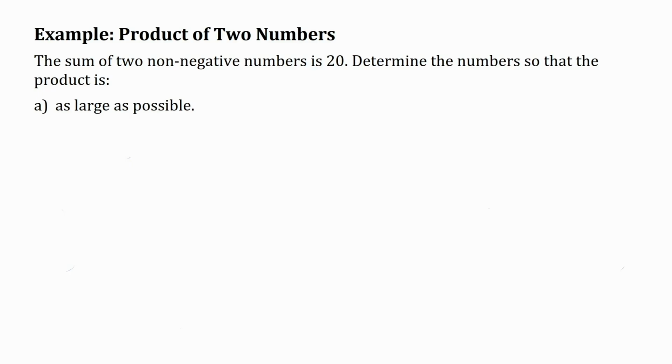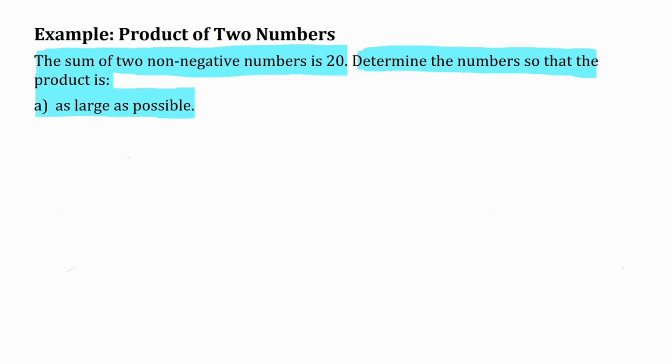Our first example isn't going to be a truly real-world contextual example, but we're going to use this to try and nail down our method and see what the approach is going to be. So in this problem, we have that the sum of two non-negative numbers is 20, and we are looking for those numbers so that the product is, in part A here, as large as possible.